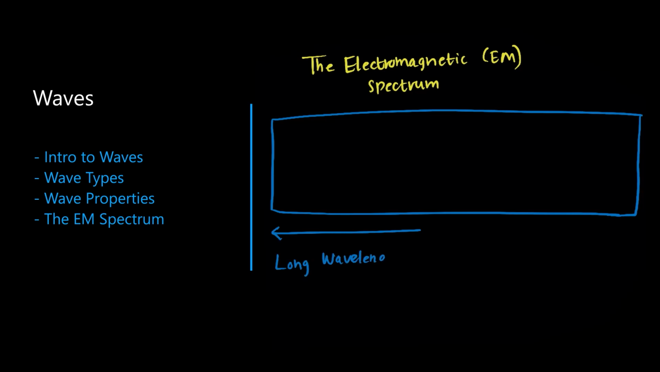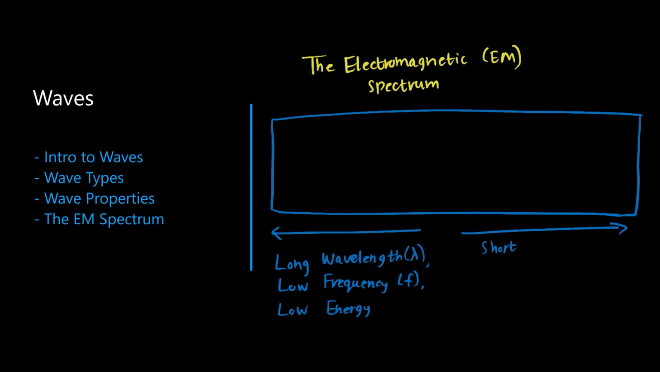At the long wavelength, low energy end, we have radio waves used for broadcasting. Next are microwaves, used in communication and for cooking. Then comes infrared radiation, which we feel as heat. After that is the very narrow band of visible light, the only part of the spectrum our eyes can see.